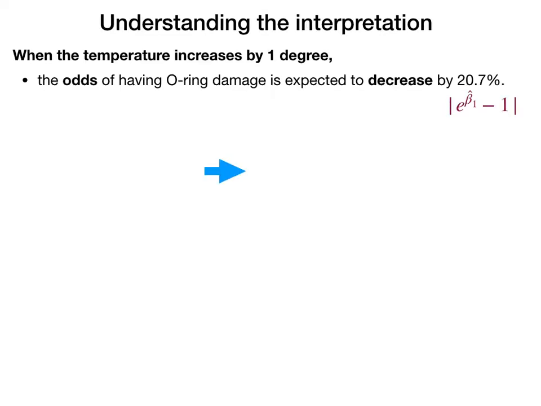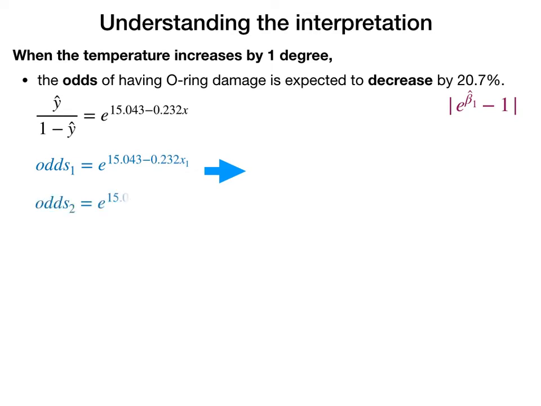So how do we get this value, and why does 20.7% represent the percentage of decrease in odds? To answer this question, we are going to do a little bit of algebra. So this is my fitted model written in terms of odds on the left side. Consider two observations. The first one I use 1, and the second one I use 2. So odds 1 is equal to e raised to the power of 15 minus 0.232 times x1, and odds 2 is equal to e raised to the power of 15 minus 0.232 x2.